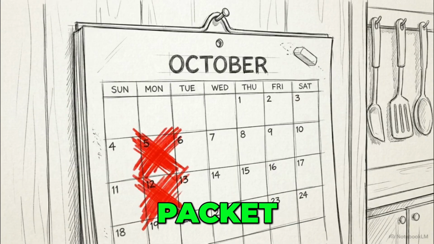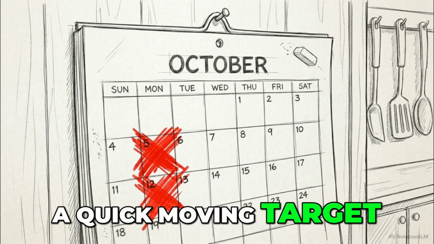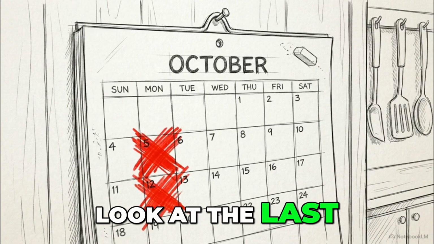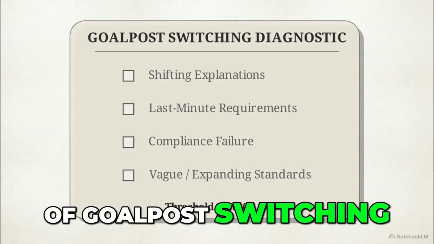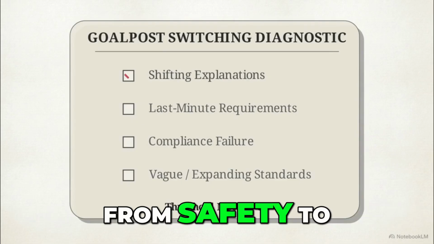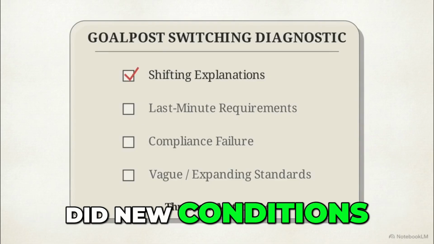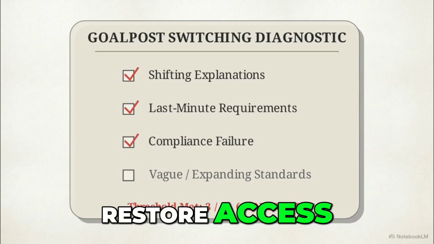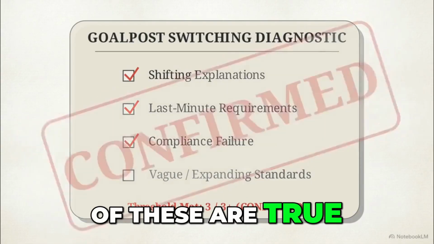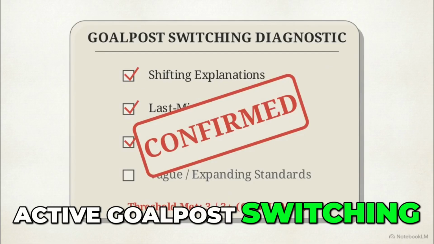Before building the packet, we need to run a quick moving target diagnostic. Look at the last 3 times you were denied parenting time. This checklist tracks indicators of goalpost switching. Did the explanation shift from safety to scheduling? Did new conditions appear right before the exchange? Did compliance fail to restore access? If 3 or more of these are true, you are dealing with active goalpost switching.